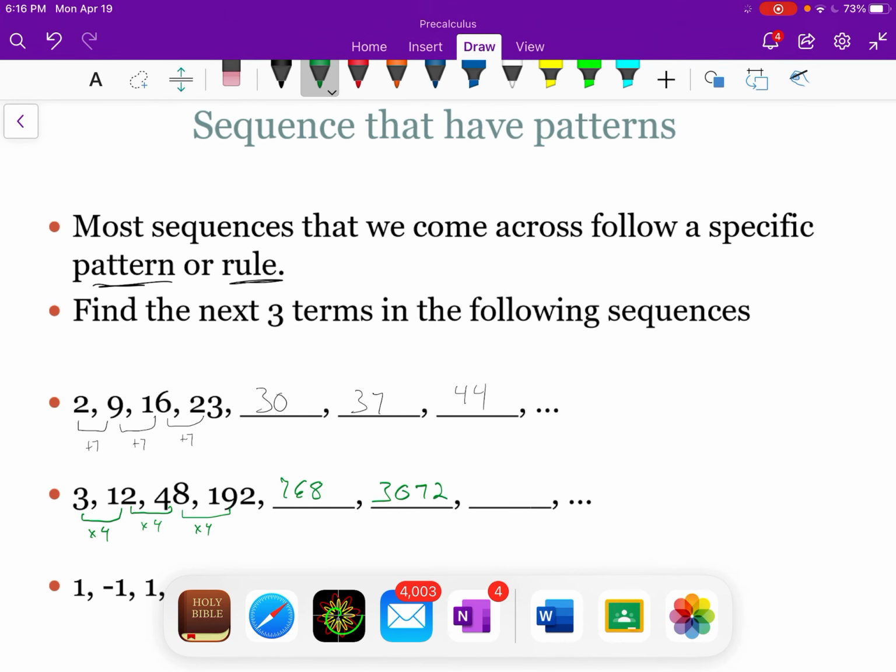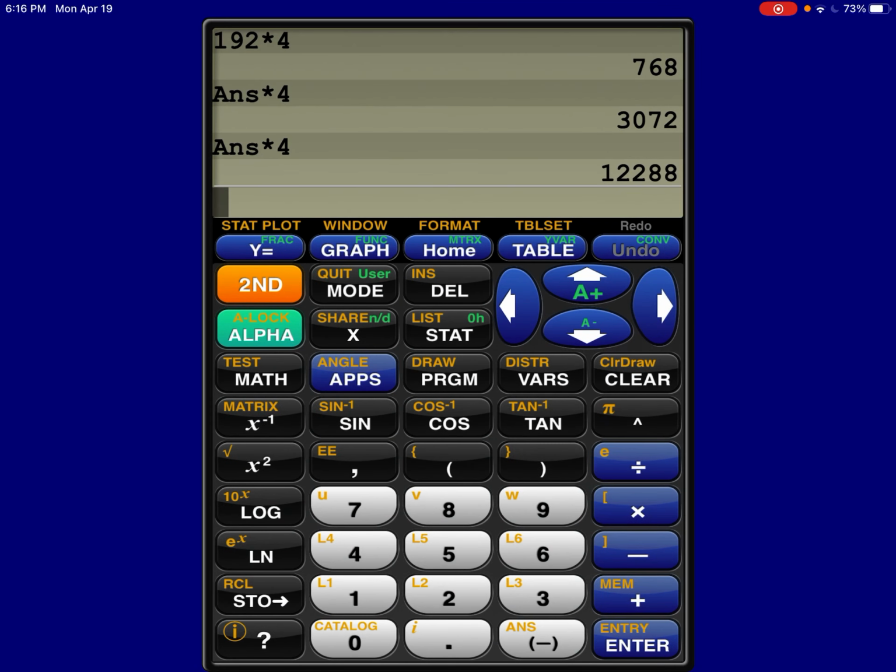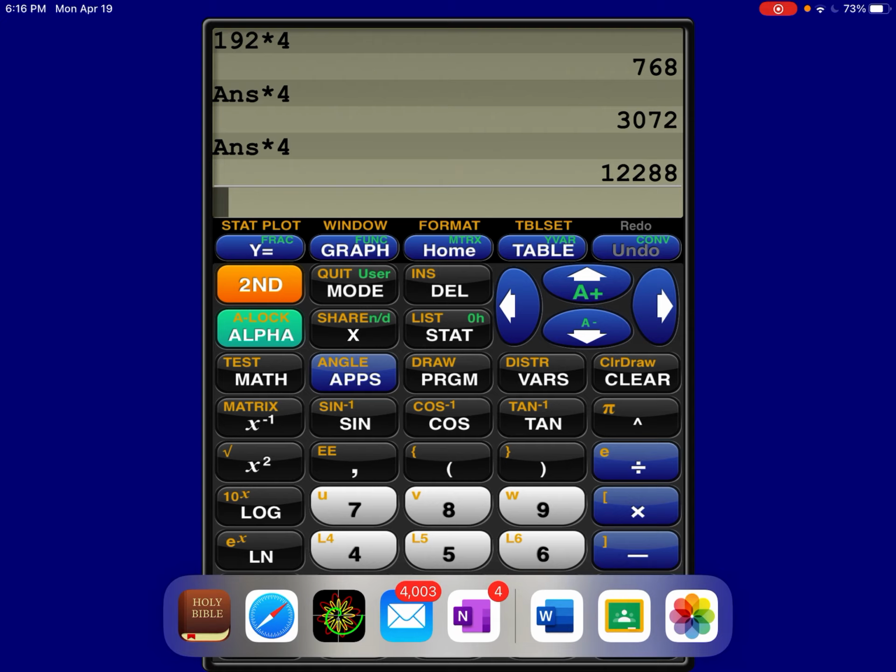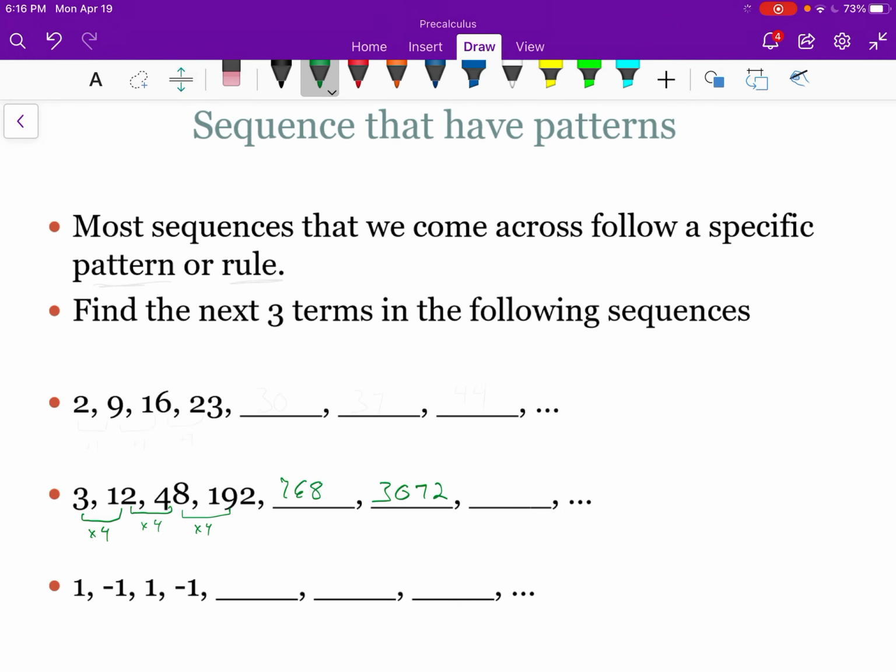And I should have remembered this one as well, but I did not. 12288. 12288. So that one was multiplying by 4.